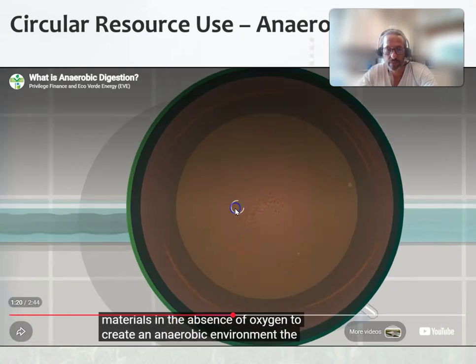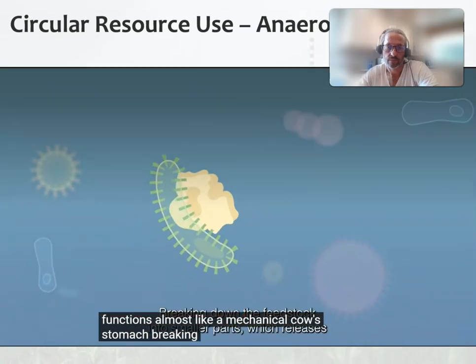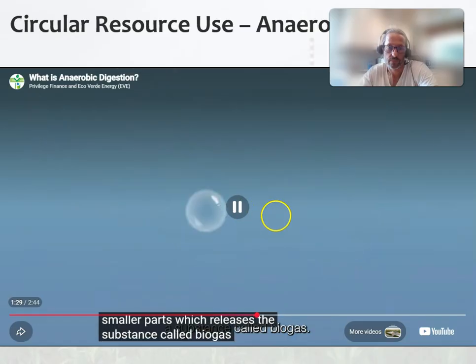anaerobic. The tank functions almost like a mechanical cow's stomach, breaking down the feedstock into smaller parts, which releases a substance called biogas.